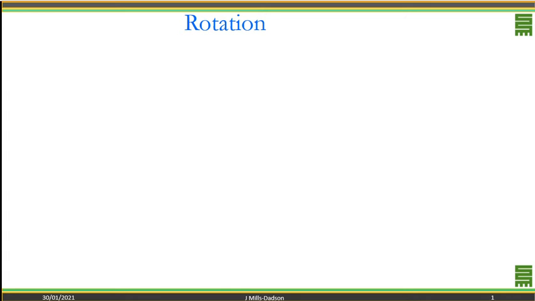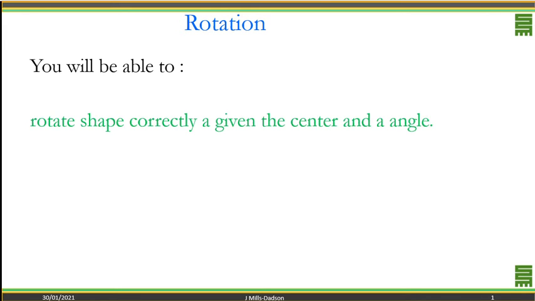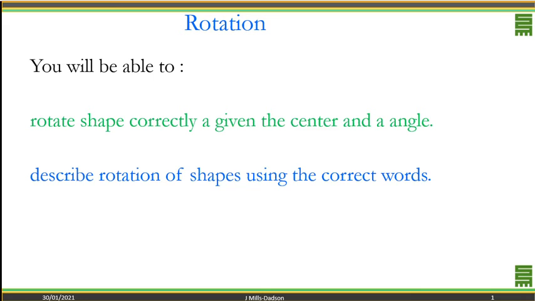This is the last lesson on transformation. We're going to talk today about rotation. We began transformation talking about reflection, translation, enlargement, and we are now on rotation. If we learn how to rotate shapes correctly, given the center and the angle of rotation, then we'll also learn how to describe rotation of shapes using the right terminologies or the right correct words.